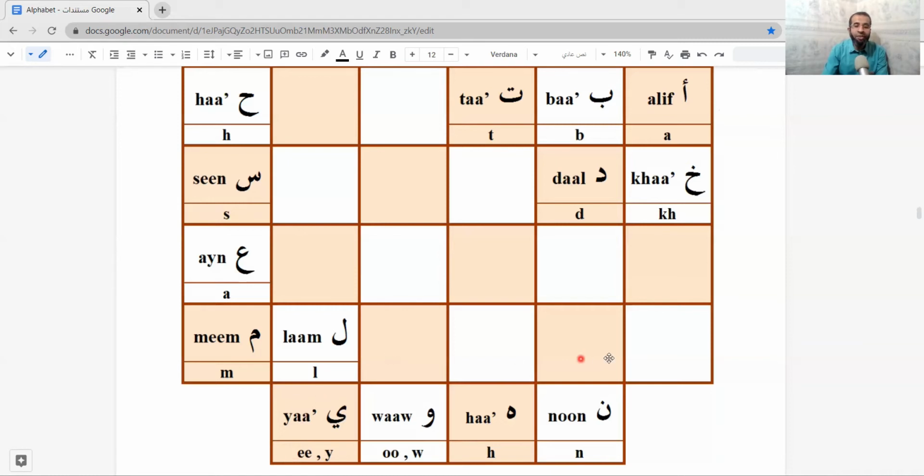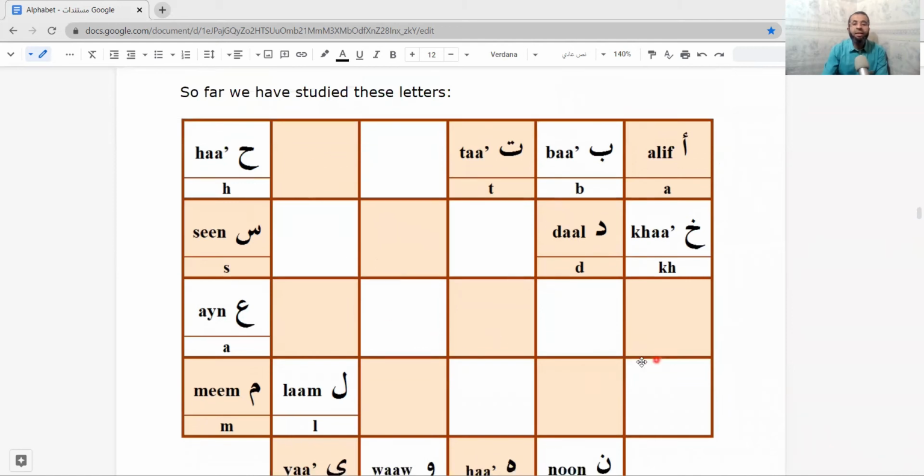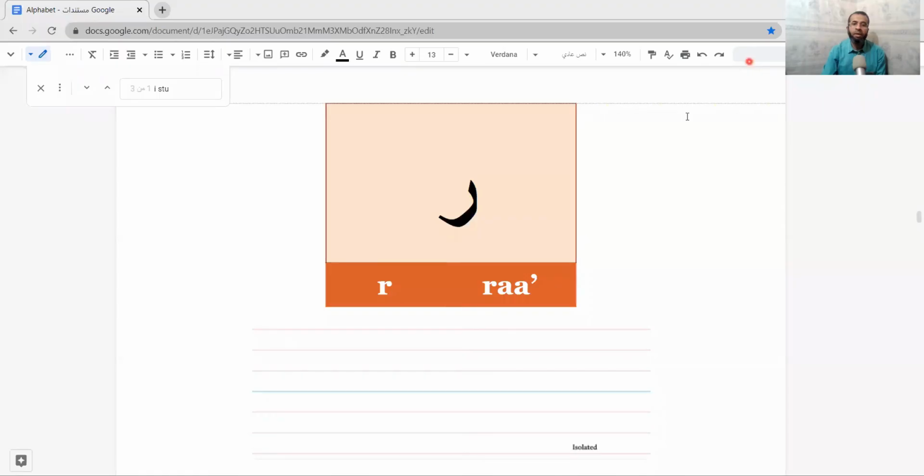So we still have these letters, the blank cells. We will study them later on. The next letter is Ra, and its sound is Ra.